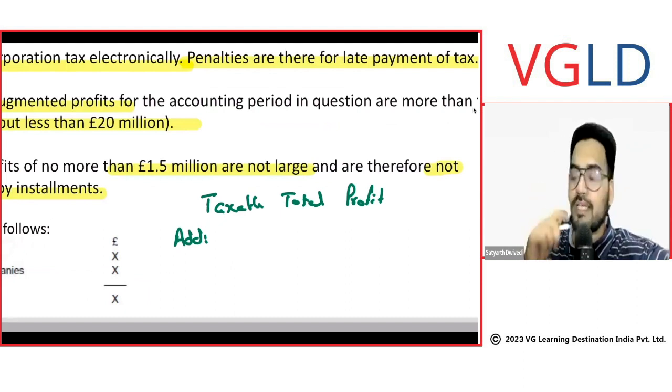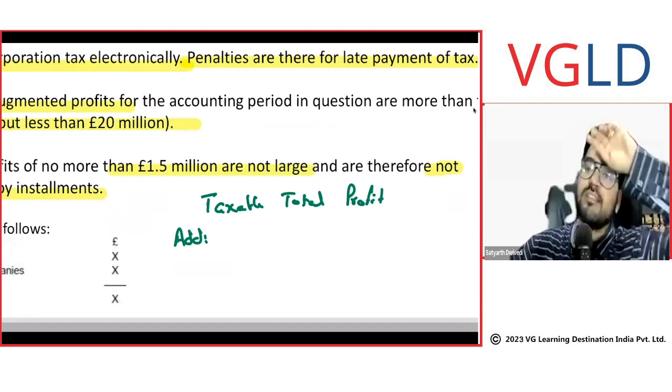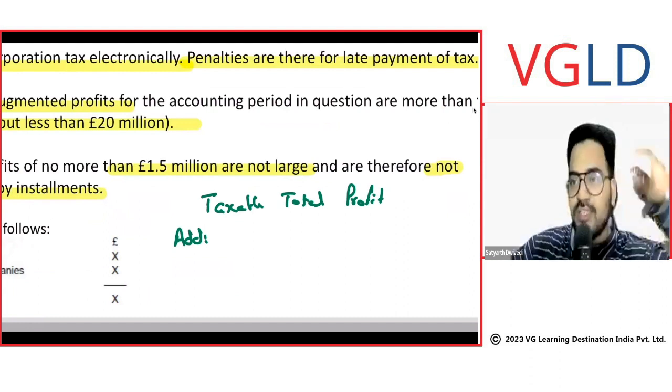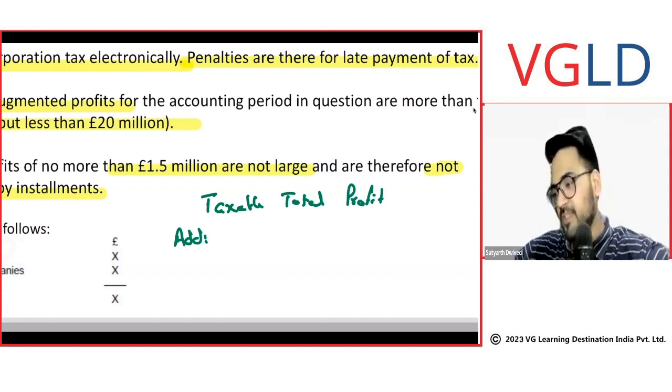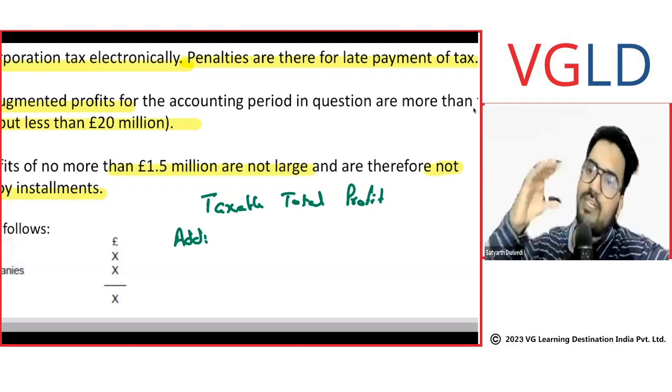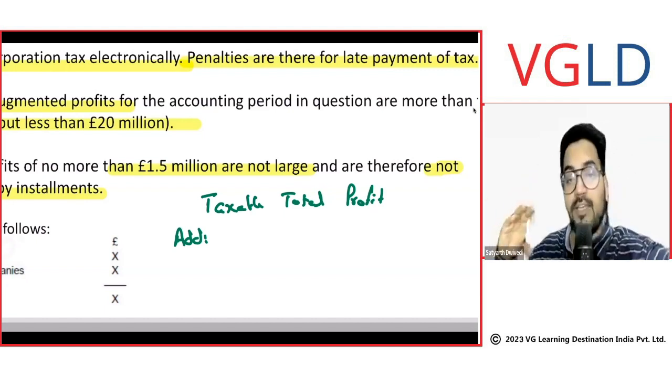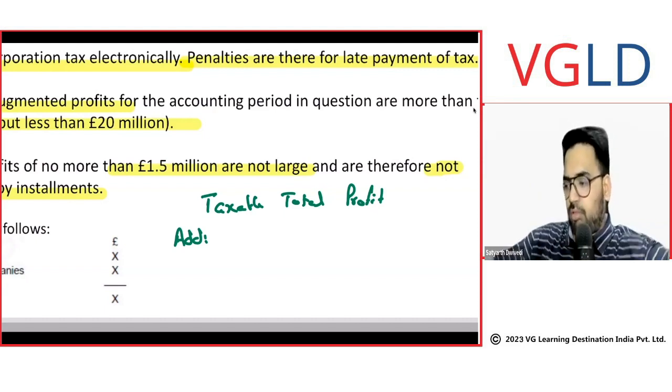Does anyone understand what is a group company? Yes, tell me. Let's see how much is your knowledge from accounting. Subsidiary company, yes. Holding and subsidiary, yes. So that forms a group. But can you have more than one company, more than two companies in a group?